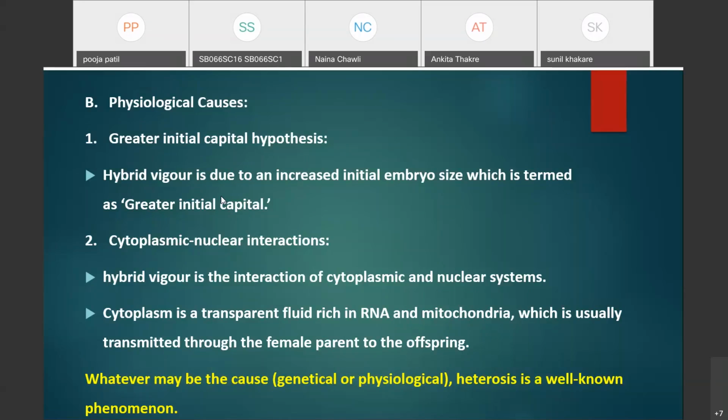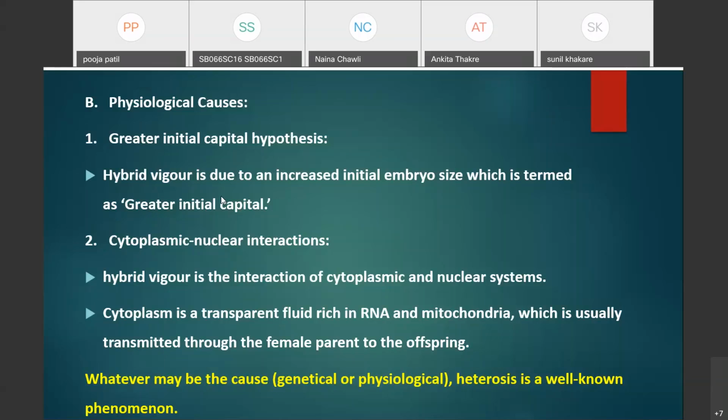Then the second hypothesis or theory which was proposed is the cytoplasmic nuclear interactions. As per this theory, the hybrid vigor is the result of interaction between the cytoplasmic and the nuclear system. Due to this interaction, the hybrid becomes superior to either parent.